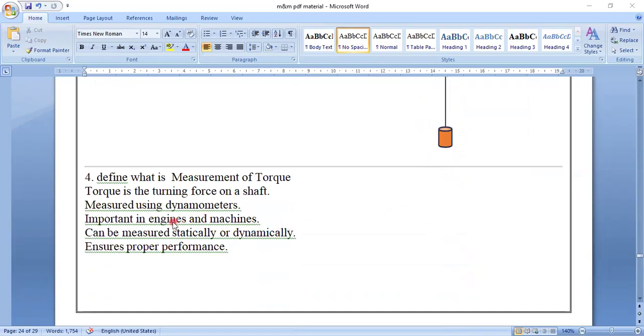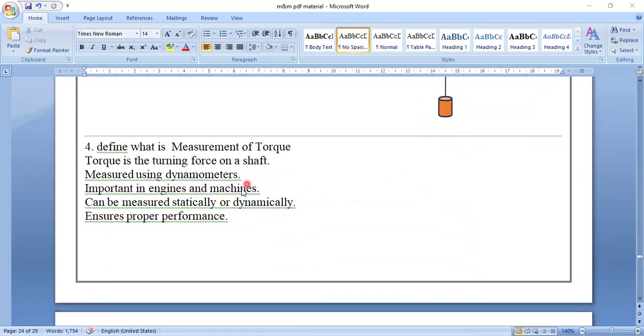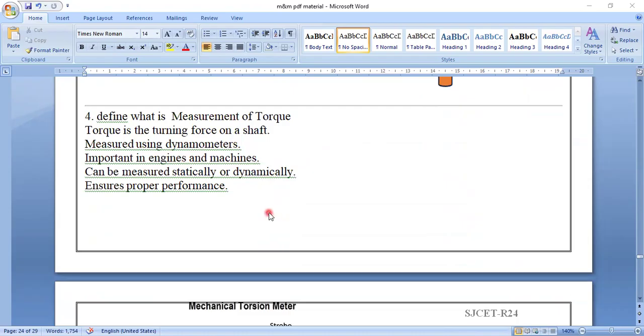If I am not wrong, I am taking the fourth question. Define what is measurement of the torque. So what is torque? Torque is the turning force on the shaft. A shaft is broken by torsion force only. Now it is developing torque also. Measured using dynamometers. Some dynamometers are used for measuring the torque. As torque increases, power also increases. So they are interrelated terms.